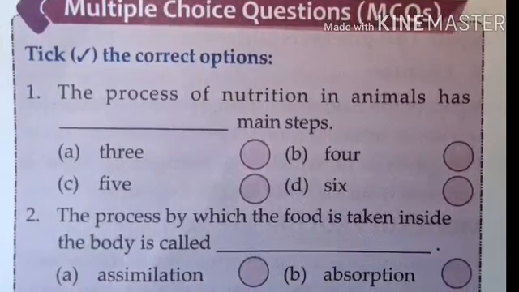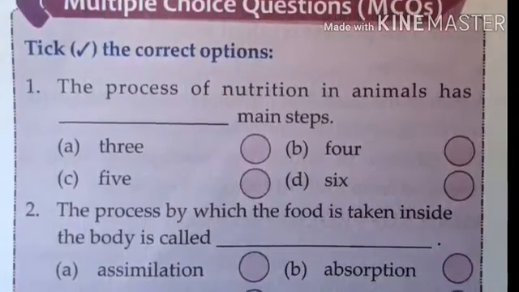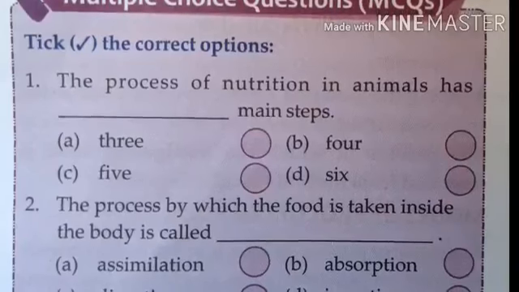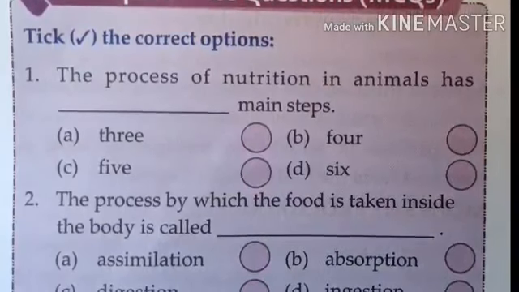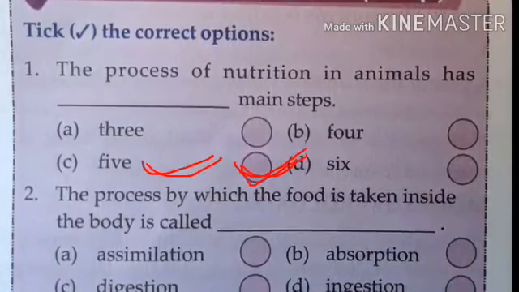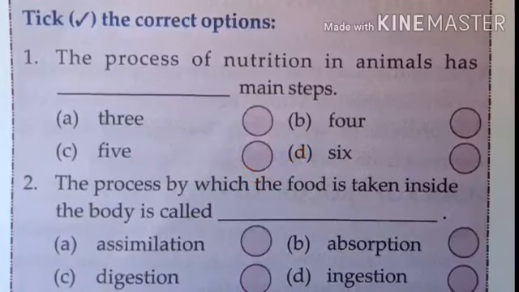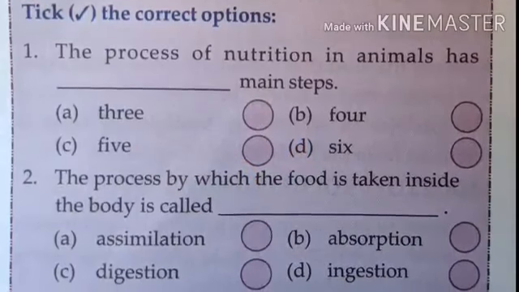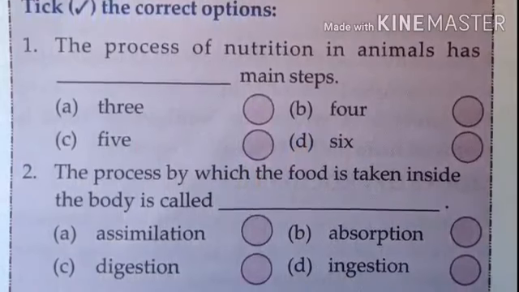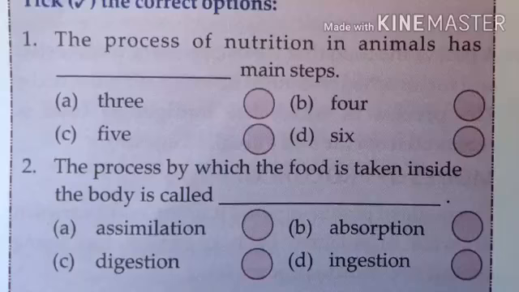Now the process of nutrition in animals has many steps. Options 3, 4, 5, 6. So the correct one is 5. Second, the process by which food is taken inside the body is called assimilation, absorption, digestion, ingestion. So the correct answer is ingestion.